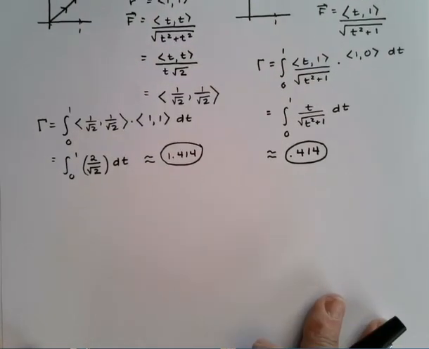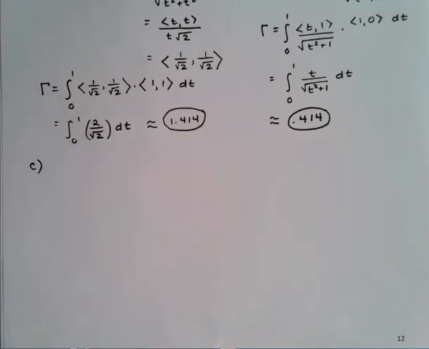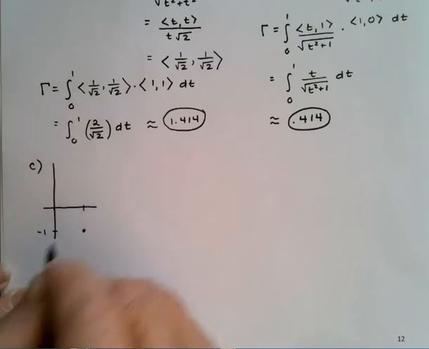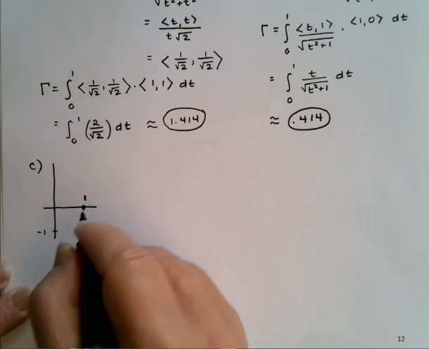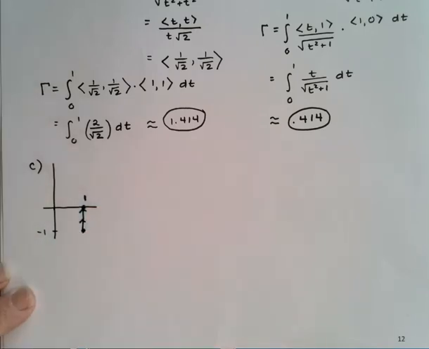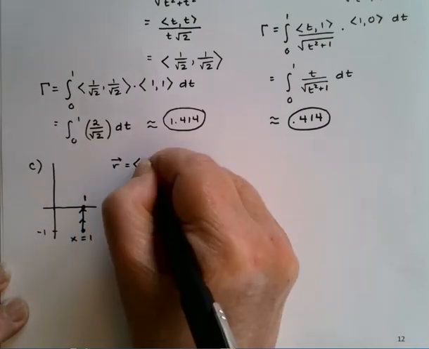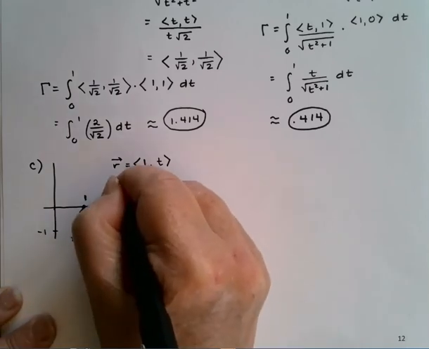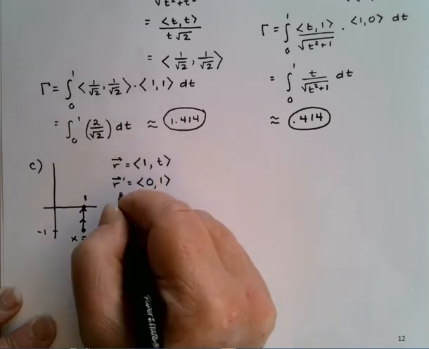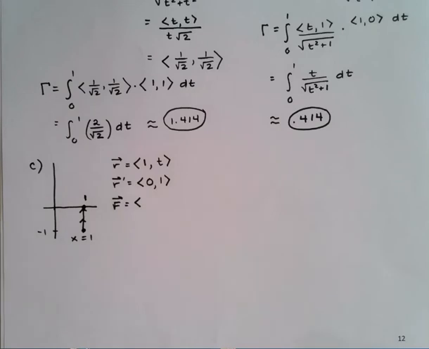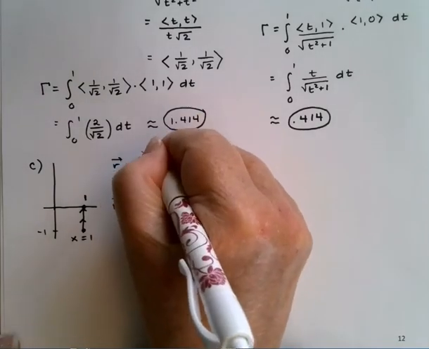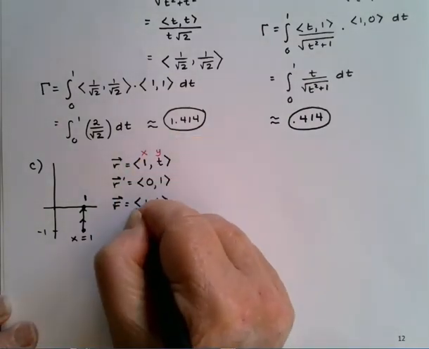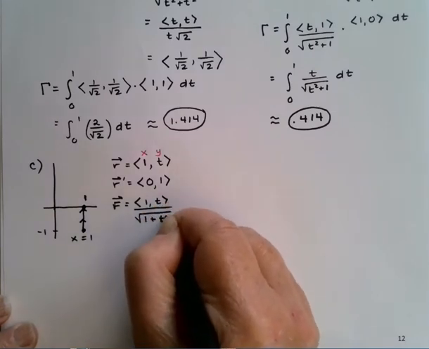All right, let's look at C and D. For C, I'm looking at the line segment from 1, -1 to 1, 0. So this is the line x equals 1, the vertical line. So since x is always 1, I can't let x be t this time. X has to be 1. I'll let y be the t value. And the derivative would be 0, 1. For f, I've got the x and the y again, always defined by r. So xy, 1, t, divided by the square root of x squared, which is 1, plus y squared, which is t squared.